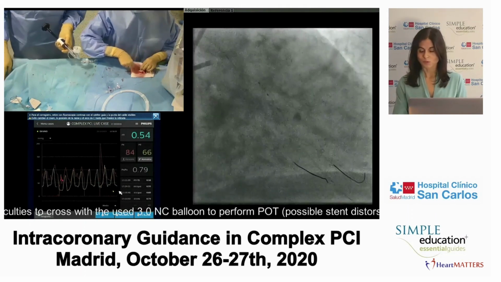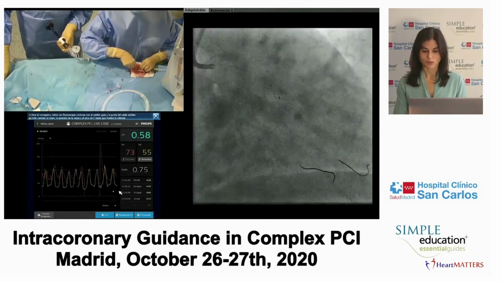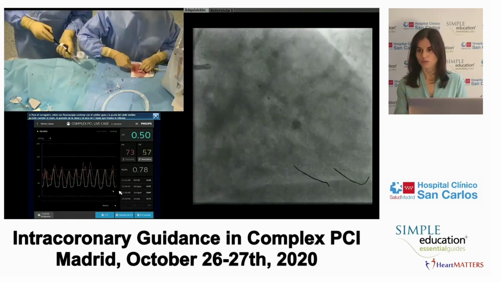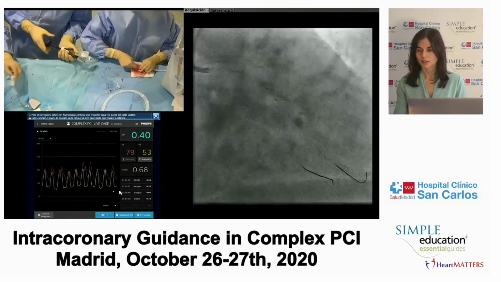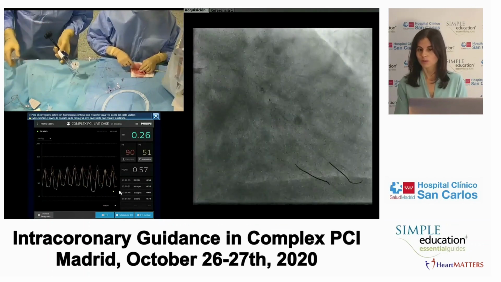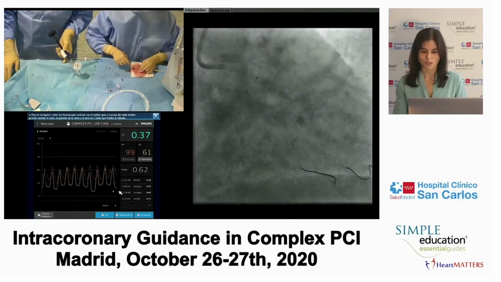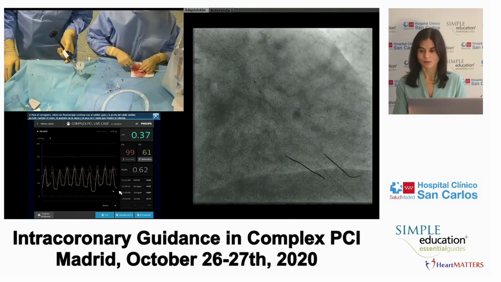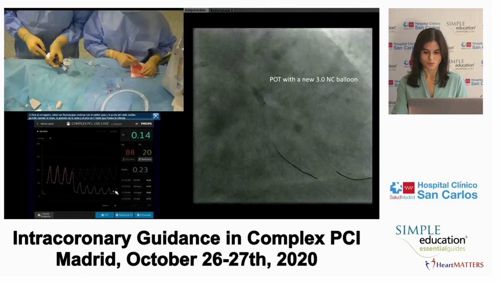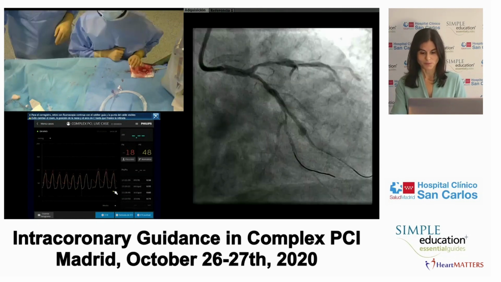After that, we tried to cross again with a 3.0 non-compliant balloon to perform the POD and to correct any deformation in the proximal part of the vessel that could have been created by this dilation of the side branch. And I just wanted to show you these images that we couldn't cross with the 3.0 non-compliant balloon. So even if you think that using a small balloon doesn't create a distortion of the stent, there can be some distortion of the stent, and actually we needed a new balloon to perform the POD. So this is the POD with a new 3.0 non-compliant balloon.